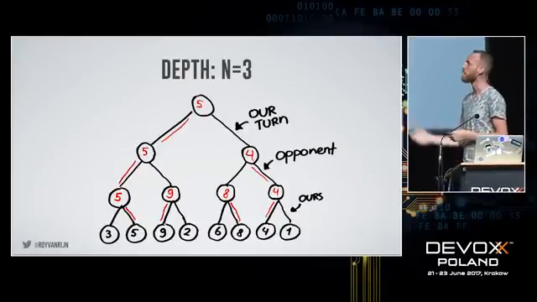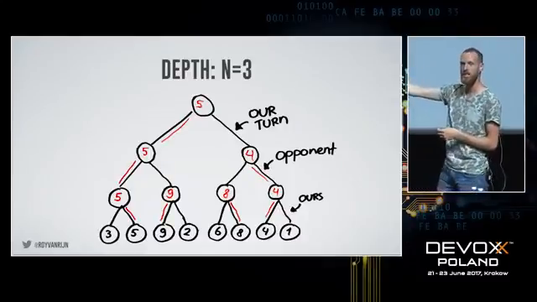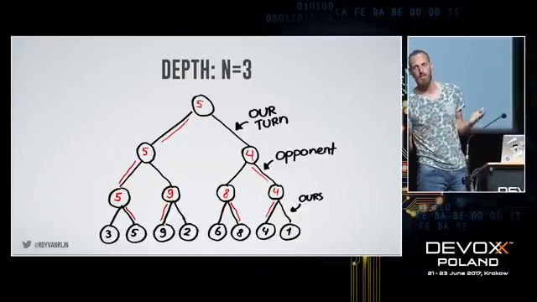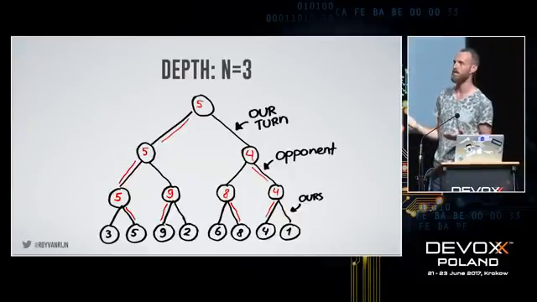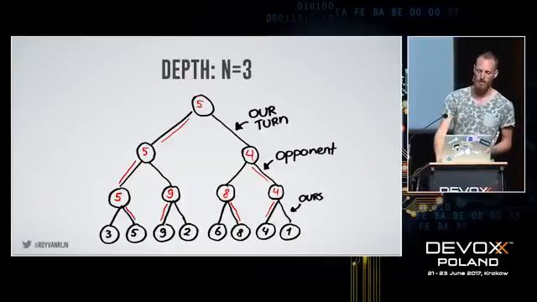If the opponent makes a mistake, you go to the left, and the opponent goes to the right, you can go towards the 9. So that's even better. But assuming both players play perfectly, you'll always end up at 5. So this is basically how Minimax works.